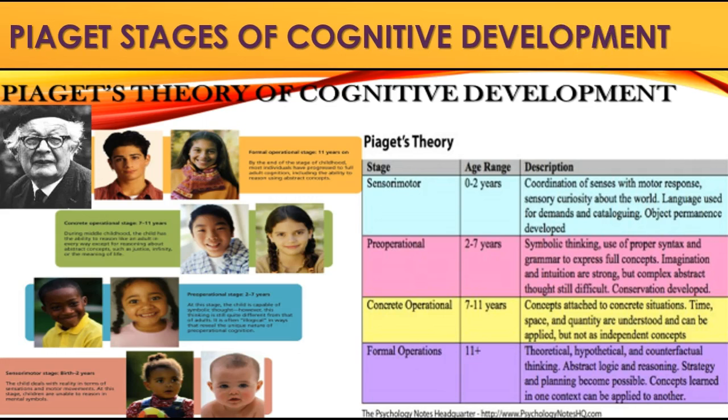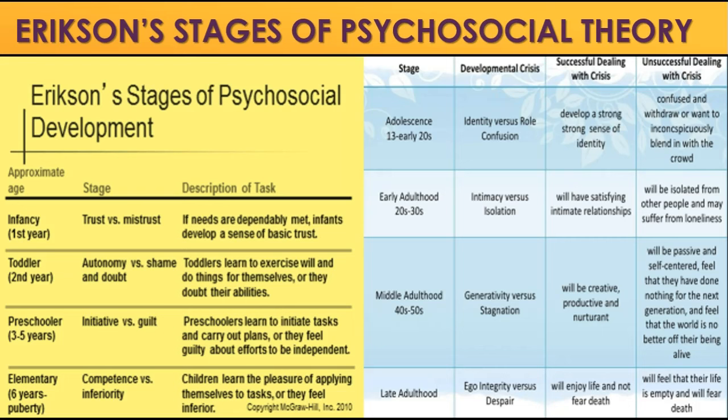Now, the next developmentalist we want to talk about is Erikson. Erik Erikson's stages of psychosocial development, his psychosocial theory. So now he says that children develop psychologically as well as socially at the same time. And so his stages are a little bit different.